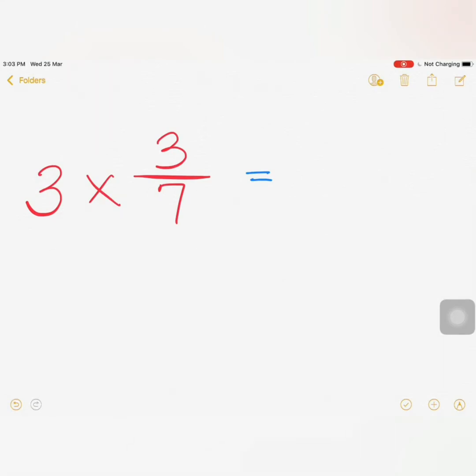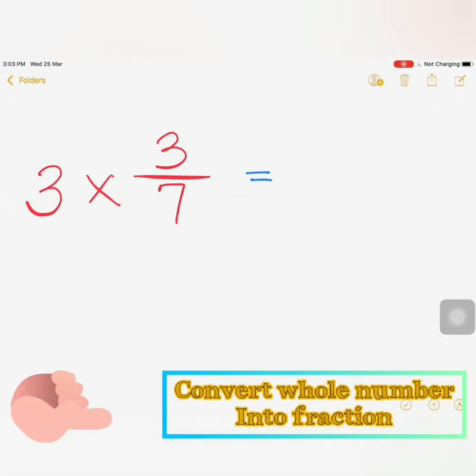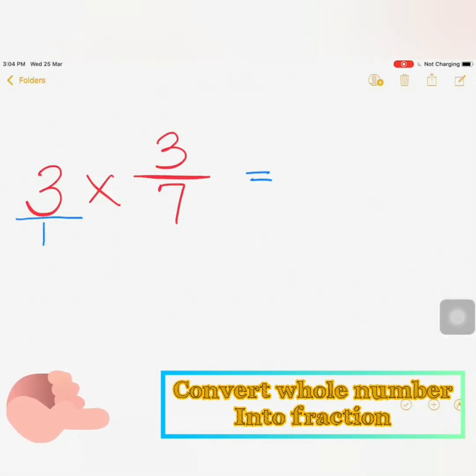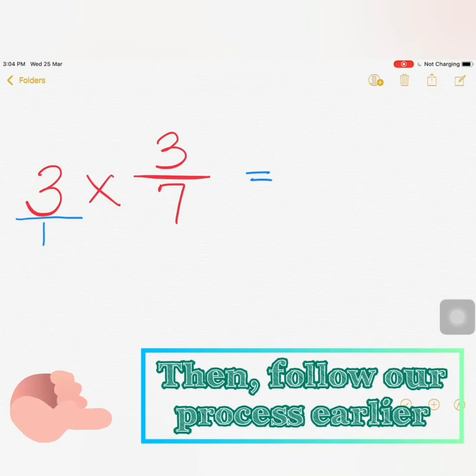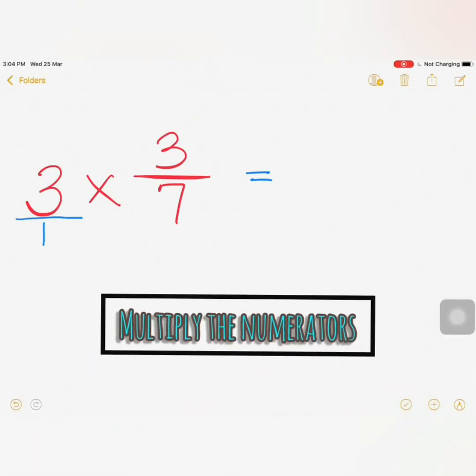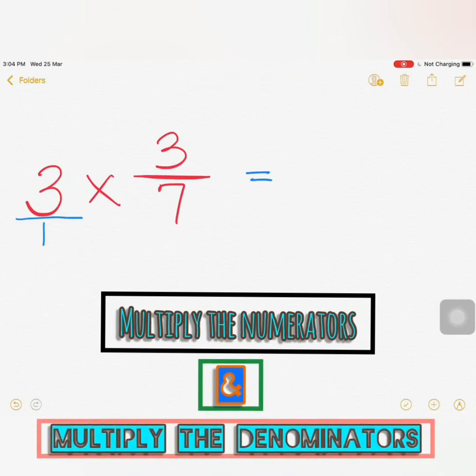In cases like this, you have to convert the whole number into a fraction. You have to make number 1 as its denominator. In our example, 3 times 3 over 7, we have to make 3 as 3 over 1. Then, proceed, and follow our process earlier. We will multiply the numerators and multiply the denominators.